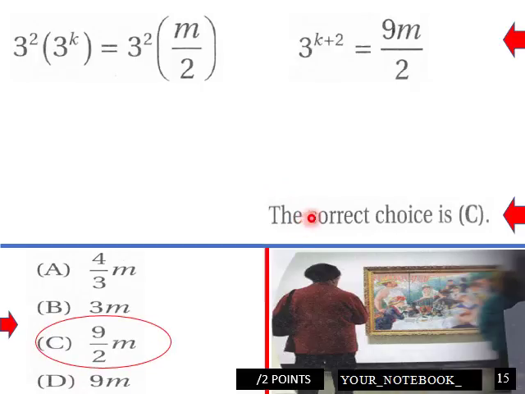Now we can solve this. The correct choice is C here, because 9m over 2 is what this is here, and that is what we got from that original expression like that.